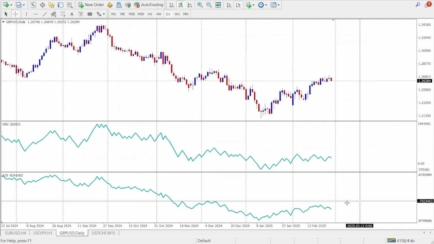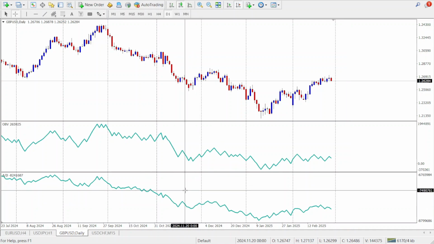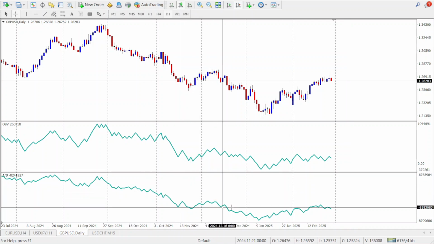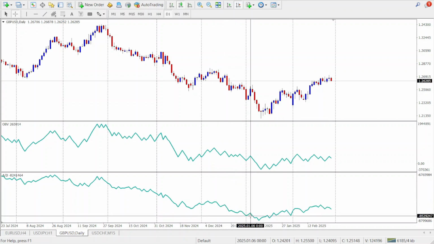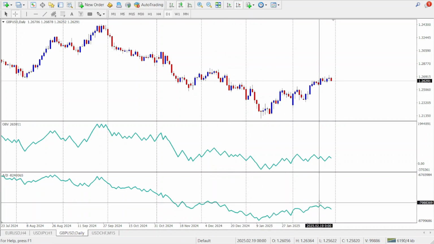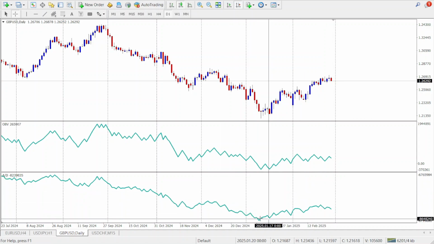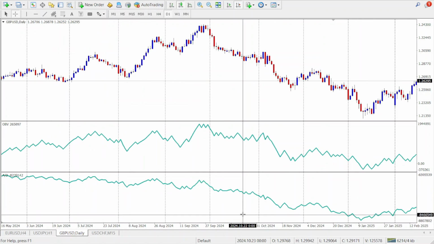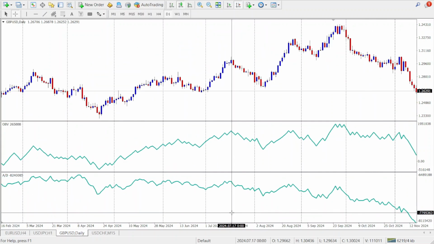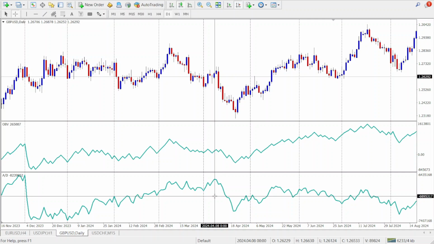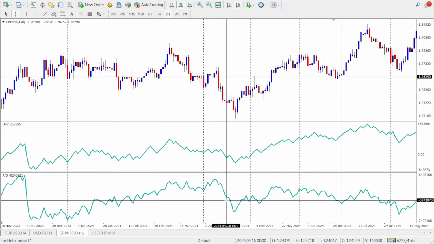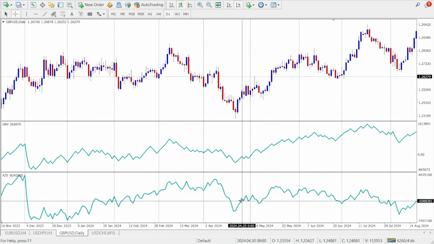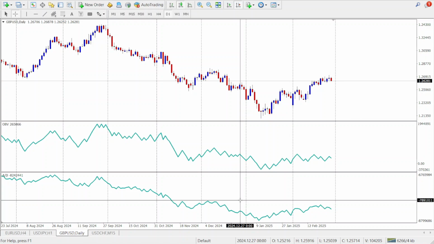Now, concerning the AD, you can use the AD when you want a more detailed look at price and volume flow. You can also use the AD when you trade ranging or choppy markets where price positioning matters. Finally, you can use the AD when you want to detect accumulation and distribution by institutional players.